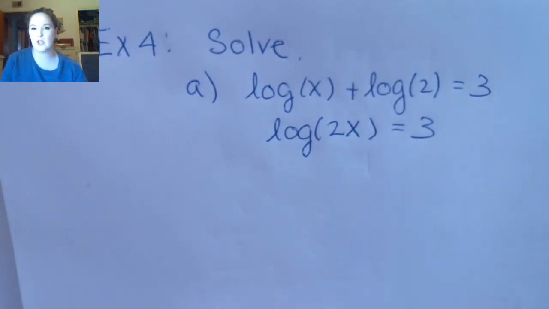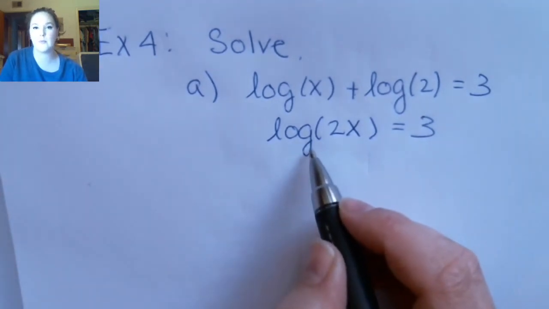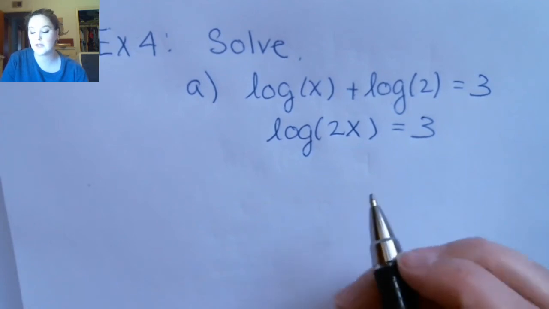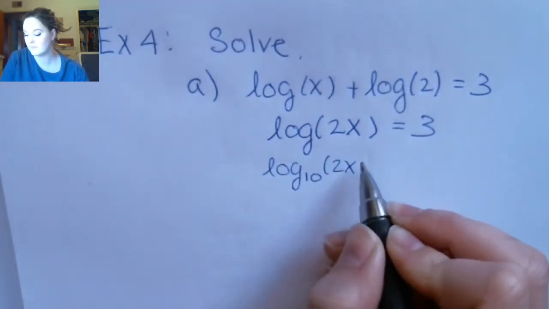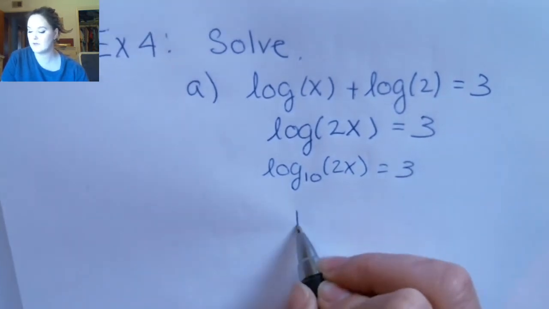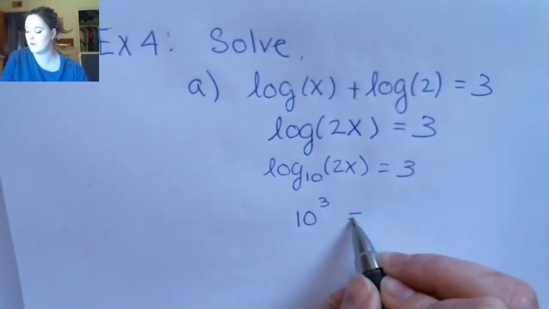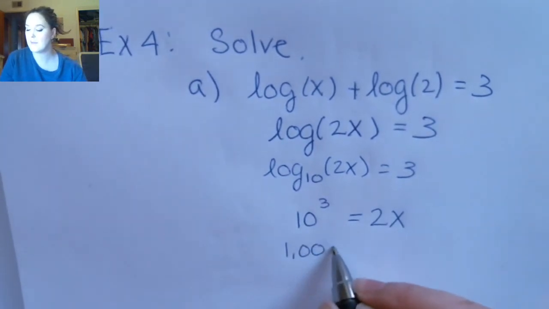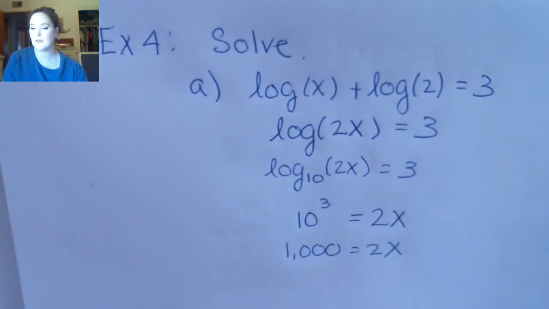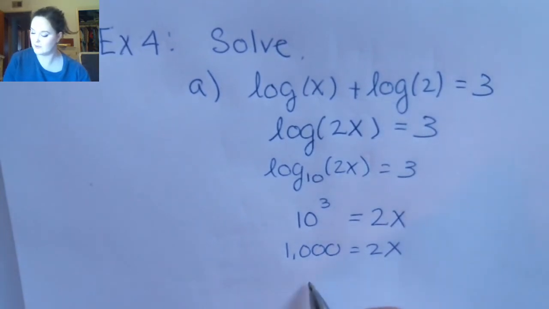And now we want to change to exponential form. So at this point you might be thinking, well, there's no base here. Remember, log without a base is really log base 10. So this would be 10 cubed equals 2x. 10 cubed is 1,000. And then we would divide both sides by 2.